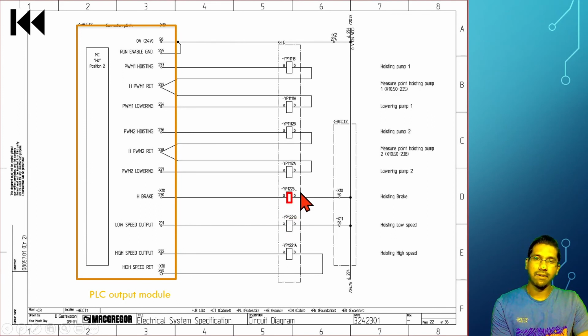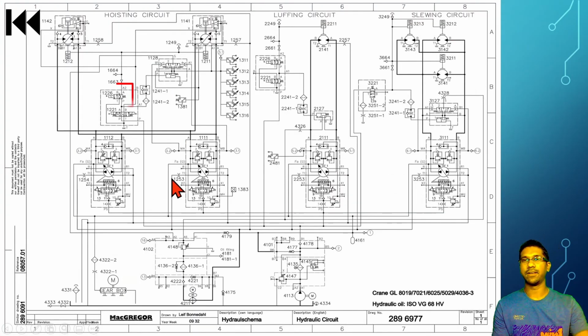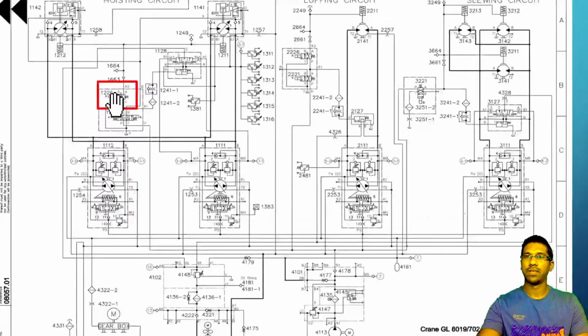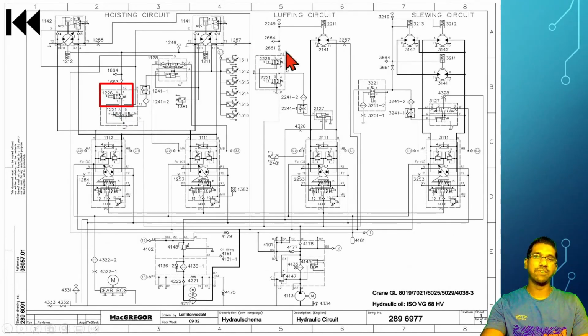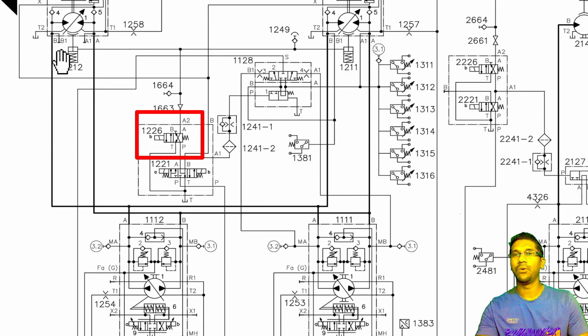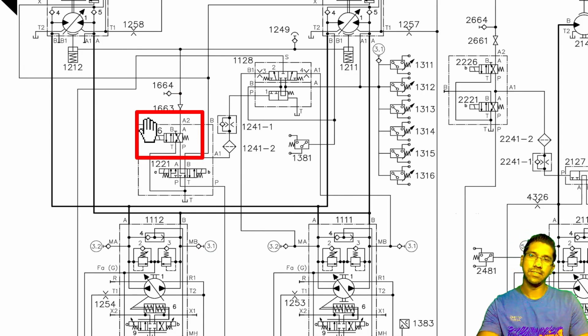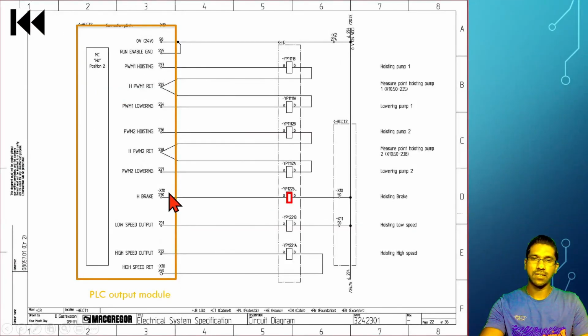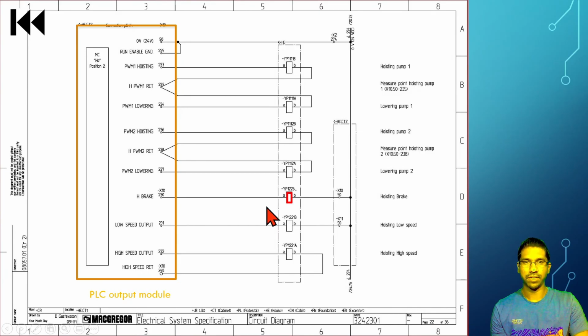If you want to know where this valve is linked or how its arrangement is provided, then you can refer to the hydraulic diagram. So this is the hydraulic diagram, and this one is 1226. This is a very complex drawing, but it's a very simple arrangement. We will discuss in a future video how to read these hydraulic drawings in detail, each and every component. So this is the hoisting circuit, hoisting drum arrangement. This is the brake, and to release the brake, you have to supply the oil. So to energize this valve, that electrical signal should come from this PLC module.